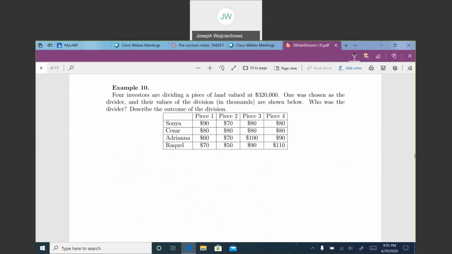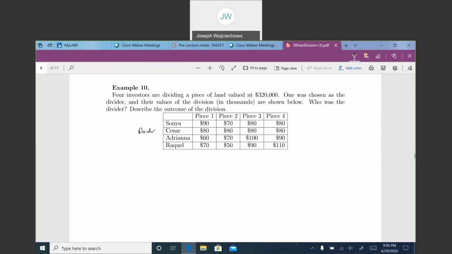Okay. 4 investors are dividing a piece of land valued at $320,000. One was chosen as the divider, and their value of the division in thousands is shown below. Who was the divider? And describe the outcome. Okay, the divider is going to think all 4 pieces are of equal value. So it looks like Caesar here is the divider. And 80 is considered a fair share.